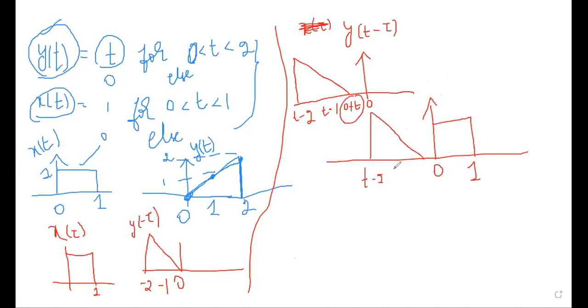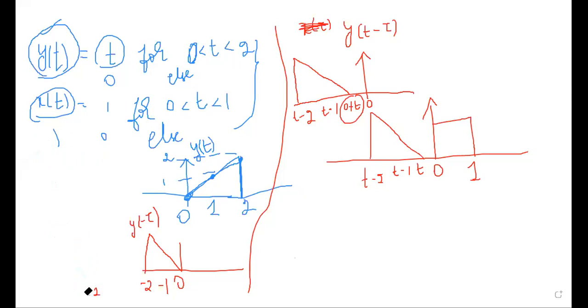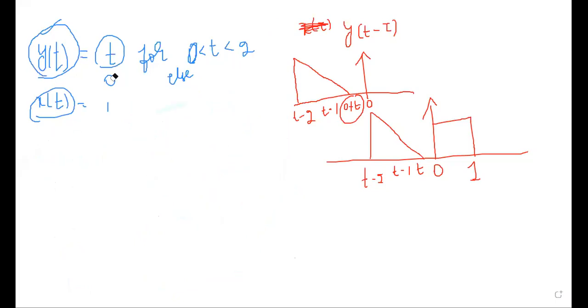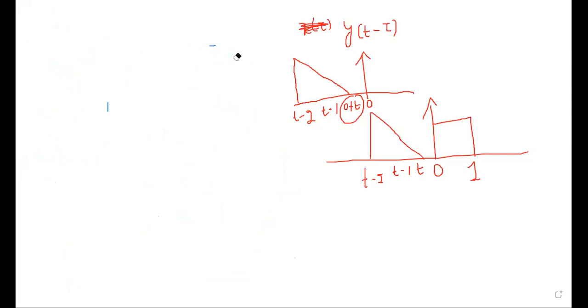Now, can anybody tell me what is my case 1 and what is my answer? Please do it fast. We are running out of time. t less than 0. Okay, t less than 0. So what is your output? 0. Very good. So everyone write the case 1, t less than 0, output z of t is 0.